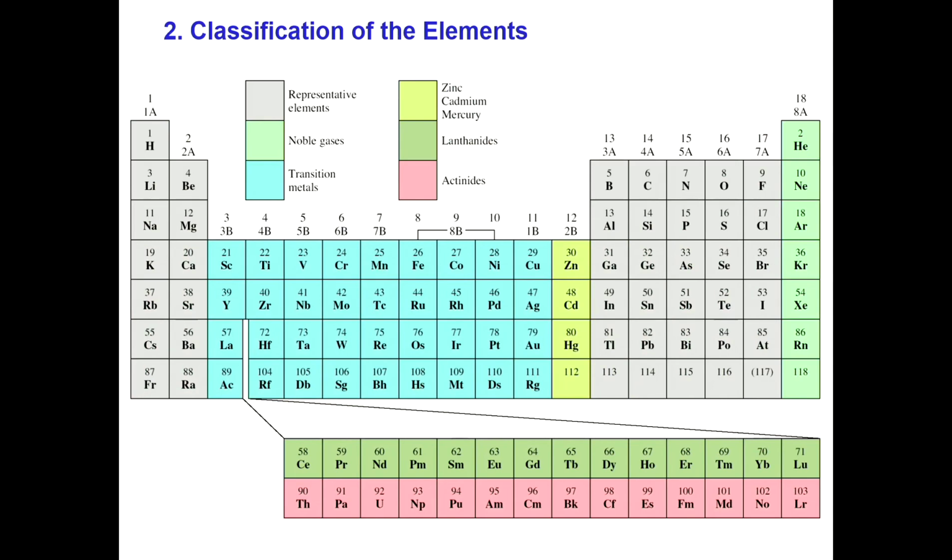And you have to know the classifications of the elements. Here we can see the s and p block elements are called representative elements. And this part is called the transition metals, the d block and f block, and we will introduce them one by one later.